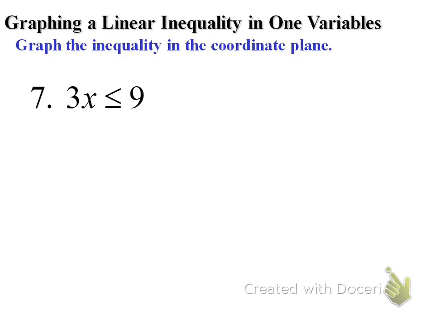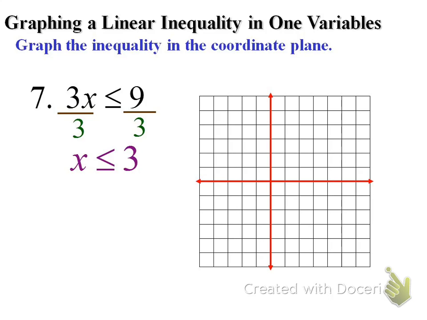All right, before I can look at my graph, I need to get the x by itself. So what do I need to do? Divide by 3. Great. So I come up with x less than or equal to 3. So is this going to be a solid line? Yes, because it is an or equal to. X equals is vertical. So at x equals 3, I'm going to draw a vertical line. It's going to be solid.